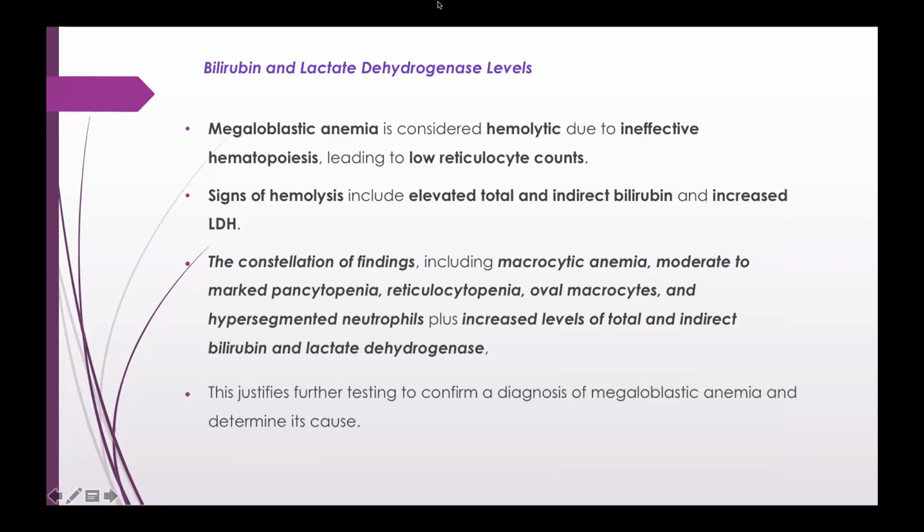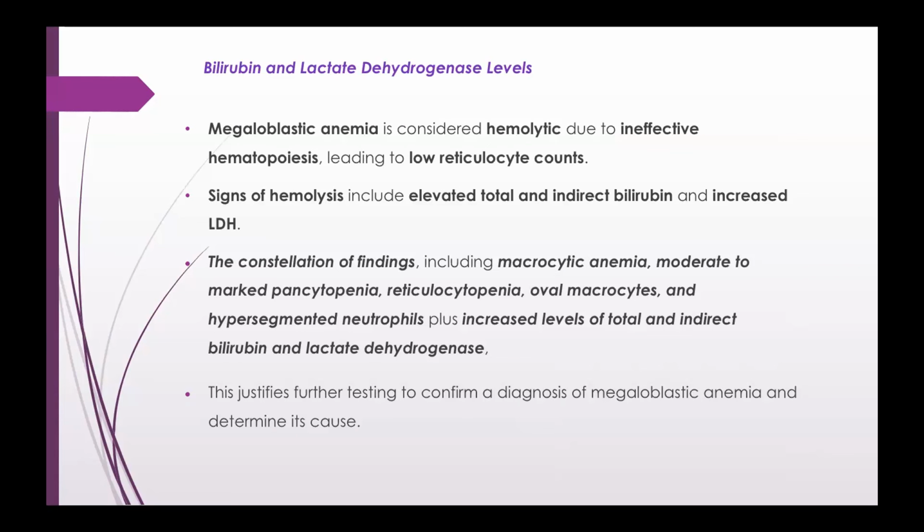So apart from the peripheral blood smear, we can also assess bilirubin and lactate dehydrogenase. This is very important because bilirubin is, of course, a product of hemolysis, especially extravascular hemolysis. Lactate dehydrogenase is also another product of hemolysis, because LDH is abundant in red blood cells, and following hemolysis, it is always high in plasma.